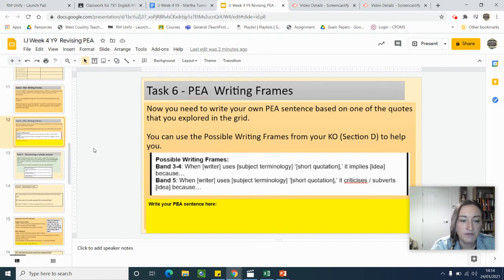Okay, so on slide 12, there are some PEA writing frames. So, when the writer uses a quote, it implies this idea because, or when the writer uses this quote, it criticizes or subverts this idea because. And you could use criticizes or subverts with things like the attitudes towards women. So when he talked about the women as being unfortunate, he is painting them in quite a critical light, or kind of sympathizing with them, or empathizing with them at the same time as being critical. So you can try and use those words about those kinds of quotes if you want to challenge yourself.